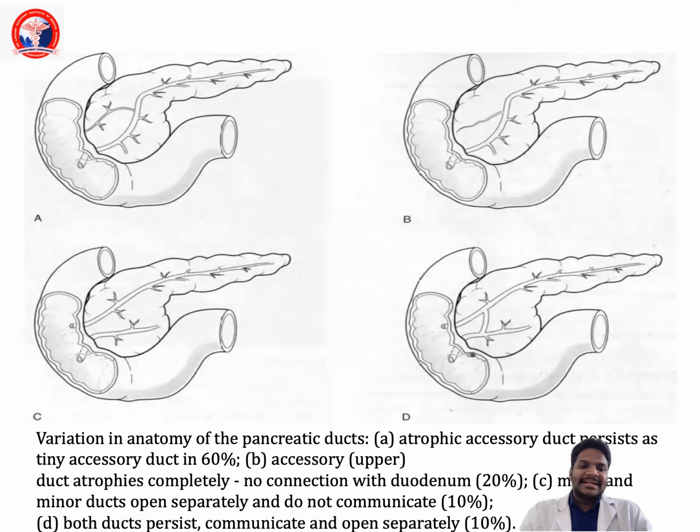The variation in normal anatomy of the pancreatic ducts: atrophy of the accessory duct persists with a tiny duct in 60%.